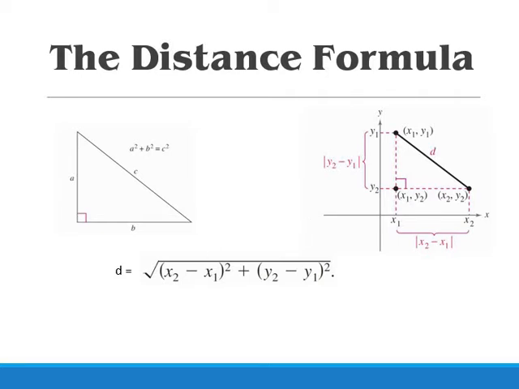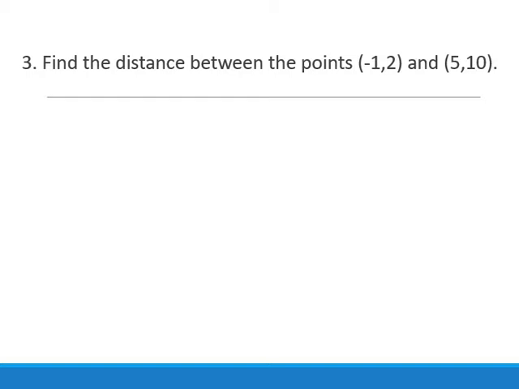So we'll do a quick example of that. Find the distance between the points -1, 2, and 5, 10. So we just take our distance formula and plug our numbers in here. We're going to do the square root of the difference in the x's squared. So that'd be 5 minus -1 squared, or -1 minus 5 squared. Either way, you're going to get -6 squared, or 6 squared on the next step. And then you've got 10 minus 2, or 2 minus 10 squared.